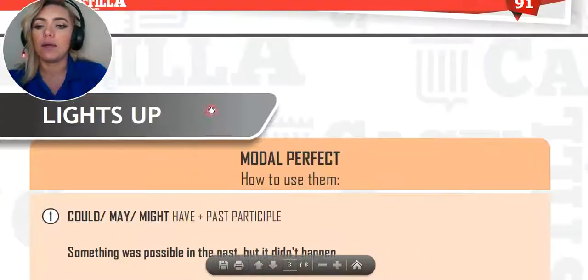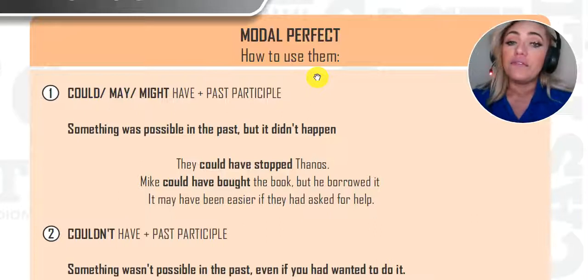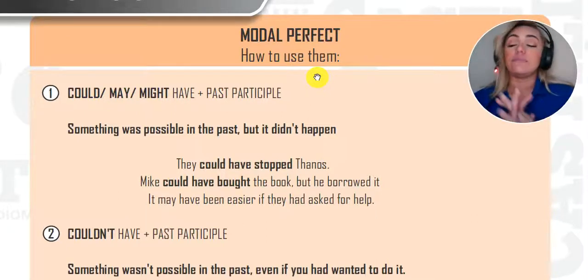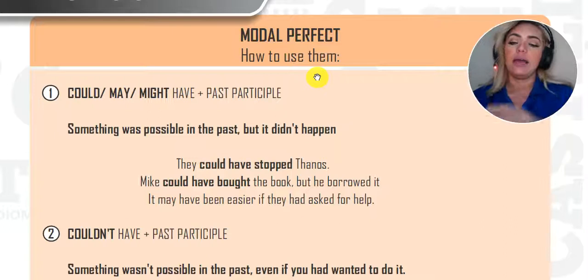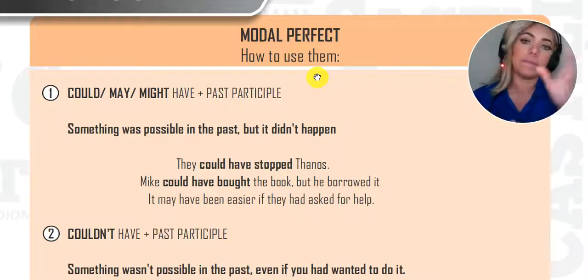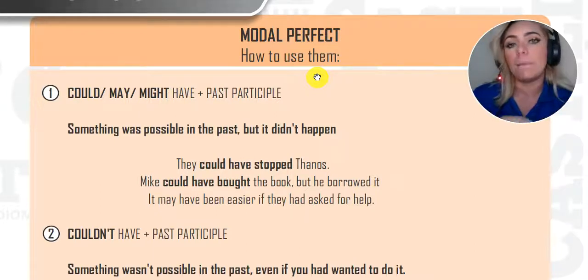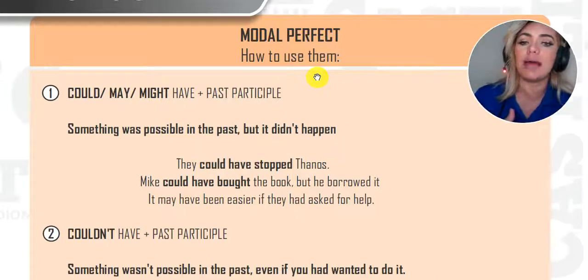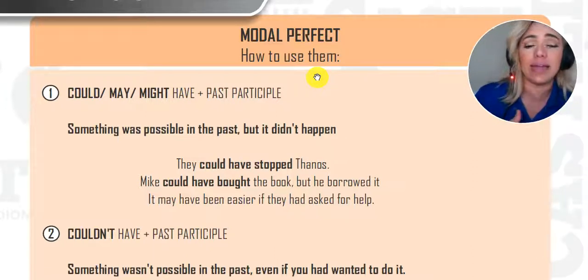In the grammar part, we have the modal perfect. Modal perfect, how to use, so the usage. Number one: could, may, might have. So you have your modal verb, and then you add have from the perfect tense, okay? Could, may, or might have plus past participle. Something was possible in the past, but didn't happen. They could have stopped at tennis.